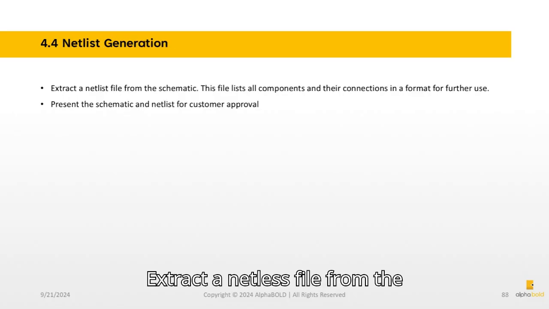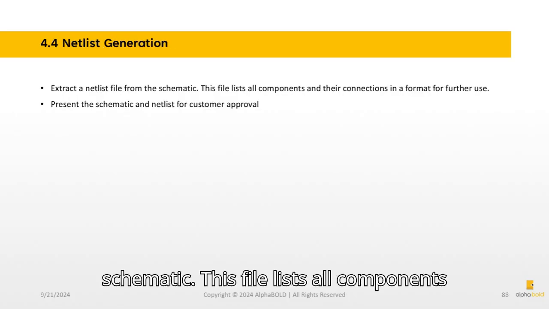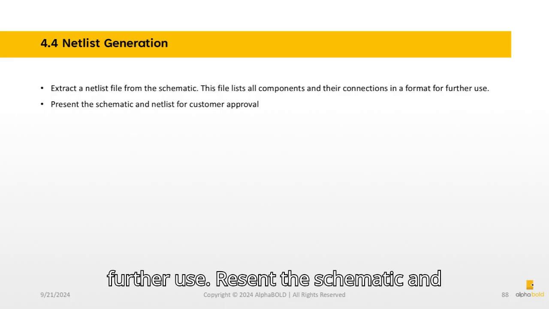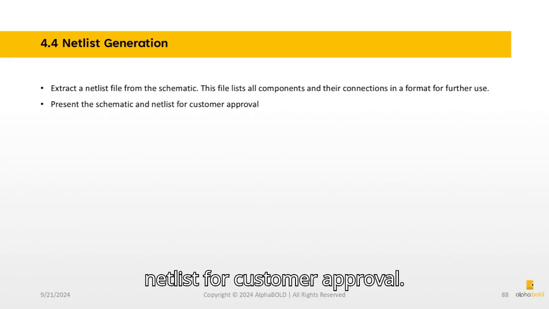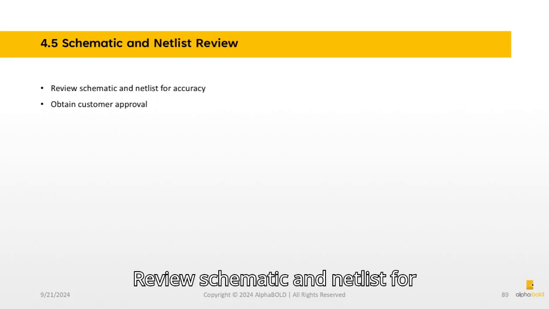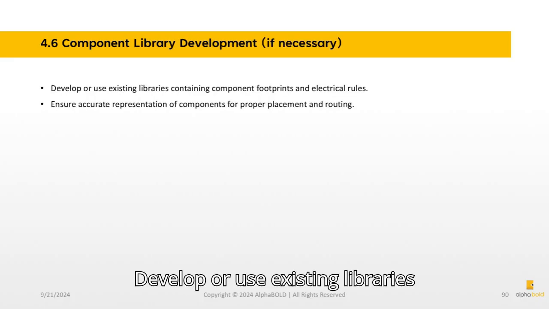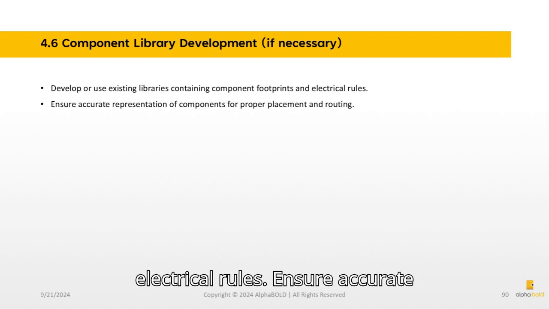Extract a netlist file from the schematic. This file lists all components and their connections in a format for further use. Present the schematic and netlist for customer approval. Review schematic and netlist for accuracy. Obtain customer approval. Develop or use existing libraries containing component footprints and electrical rules.